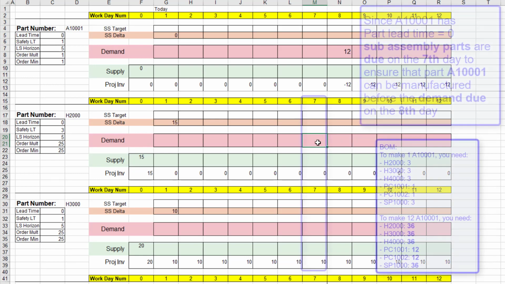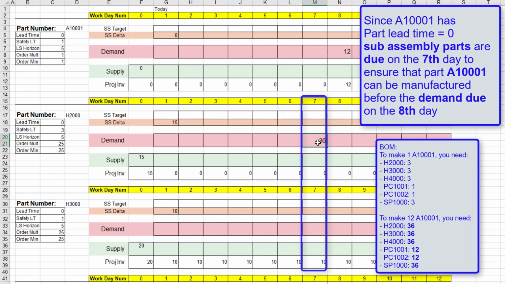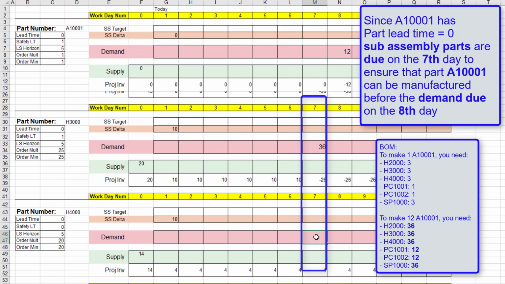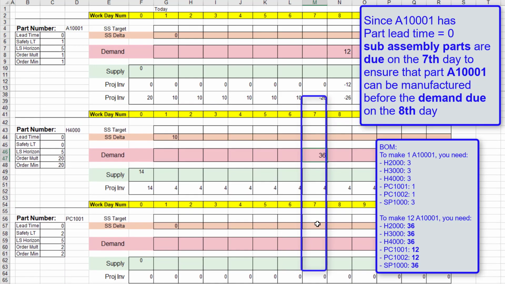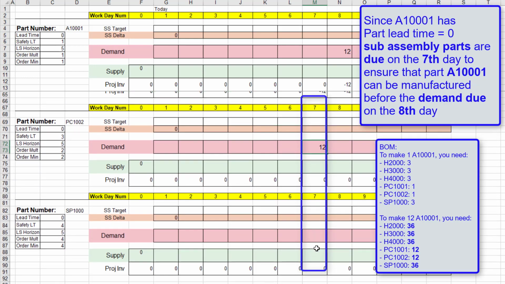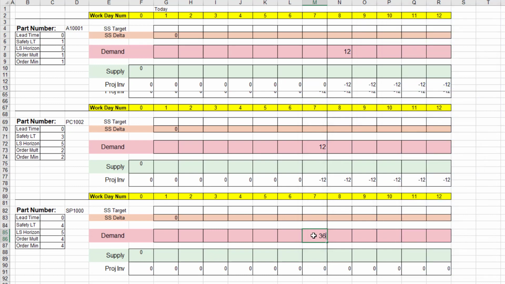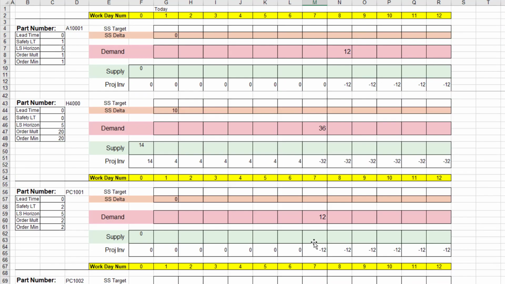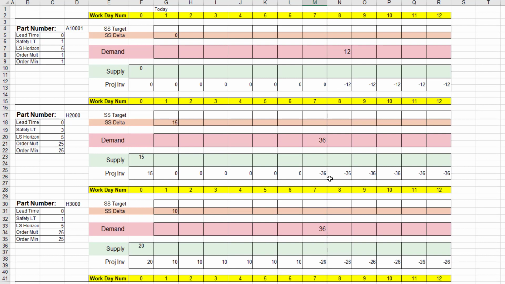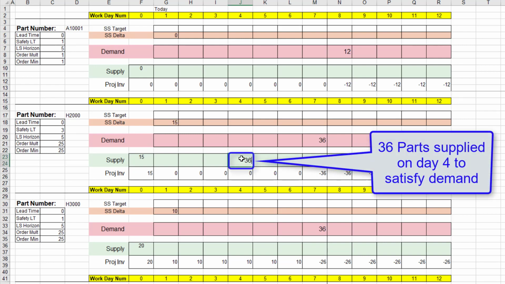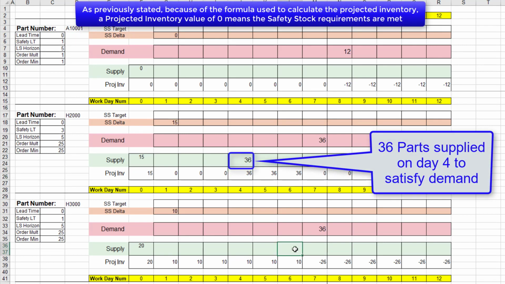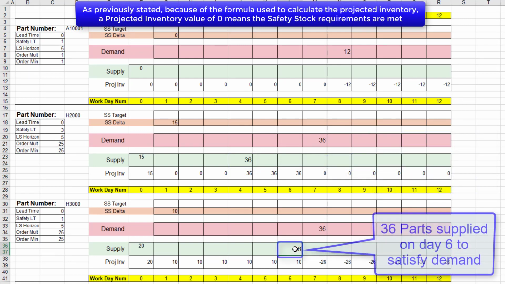So based on the safety lead time for part A1001, we need all those parts in demand 1 day before A1001 is due. So by the 7th day, we better have all those parts in so we can start assembling A1001. Now H2000 has a 3-day safety lead time, so we need those parts 3 days before, so on day 4. H3000 has a 1-day safety lead time, so on day 6 we need 36.